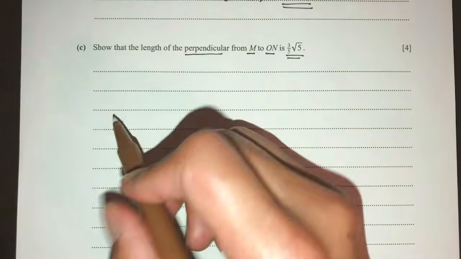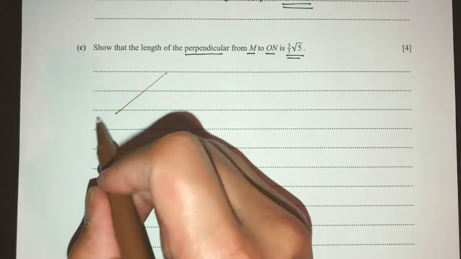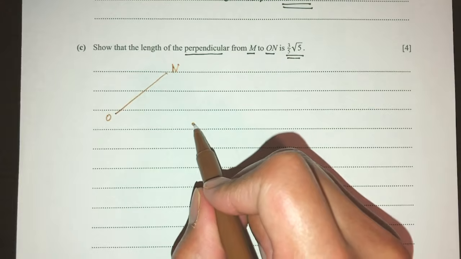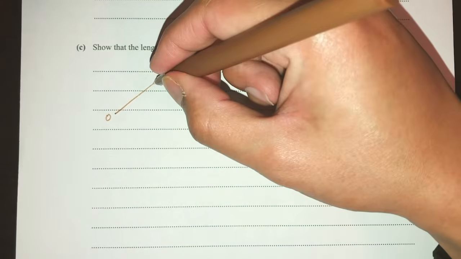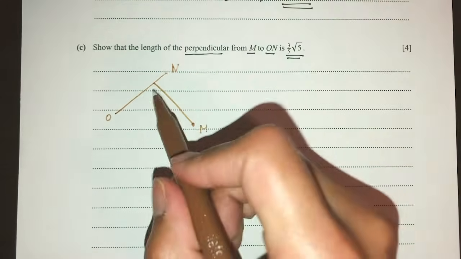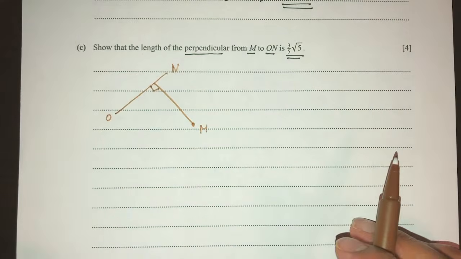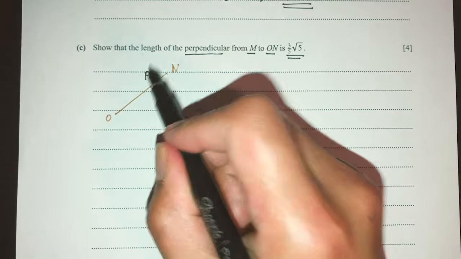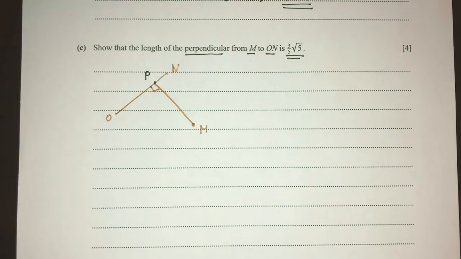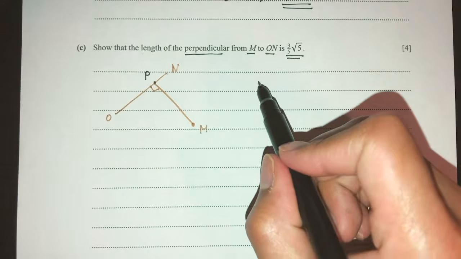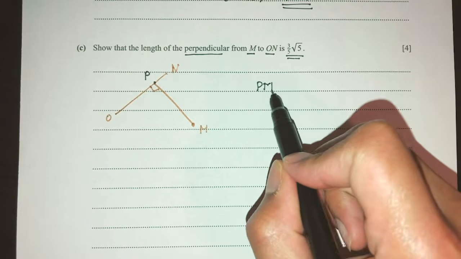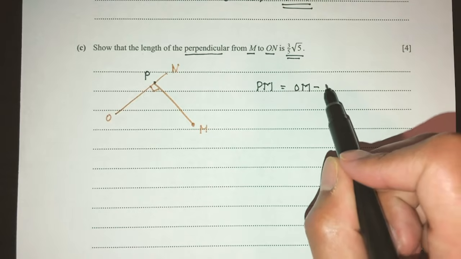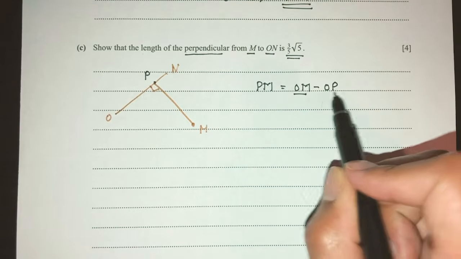So we have a line ON, and we have the point M here as well, and we want to find the length of the perpendicular. Let's call this point here the point P, for example. To find the length of the perpendicular, we have to find the vector PM. To find PM, we need OM minus OP. So first find OM and then find OP.